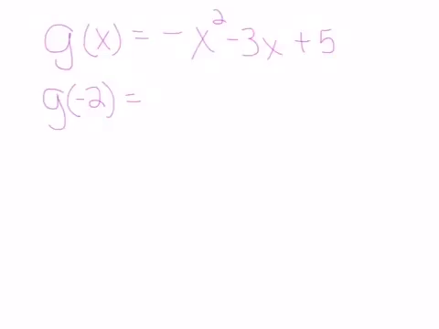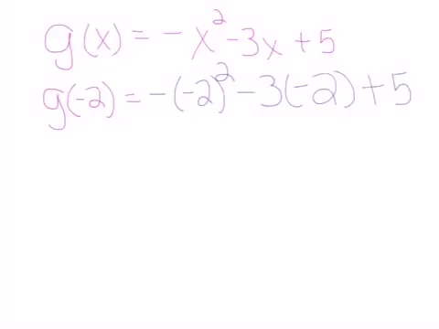So I'm going to copy in the negative 2 for x. So we have a negative, I bring it down, and then in parentheses I'm going to have negative 2 squared minus 3 times negative 2 plus 5. And now I'm just going to solve it with the order of operations. Negative 2 squared is 4, and there's a negative on the outside, so it stays negative 4.